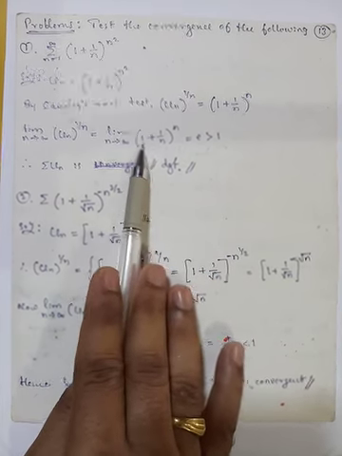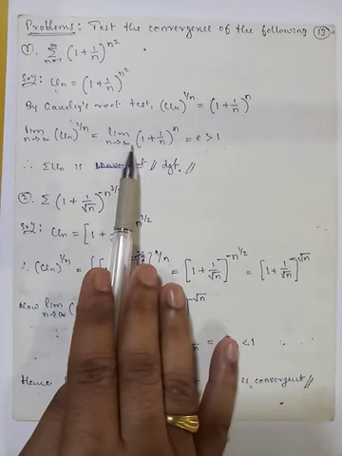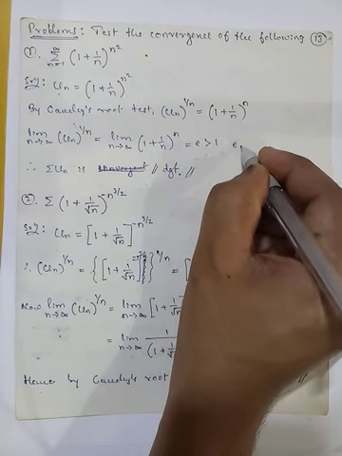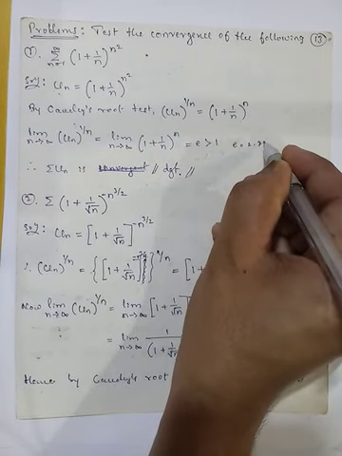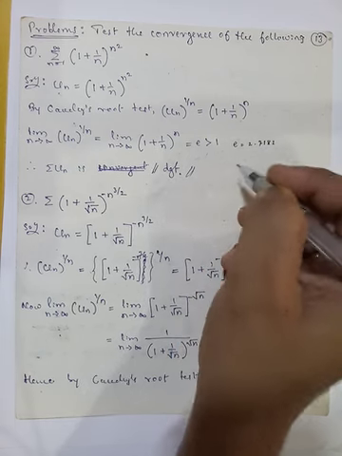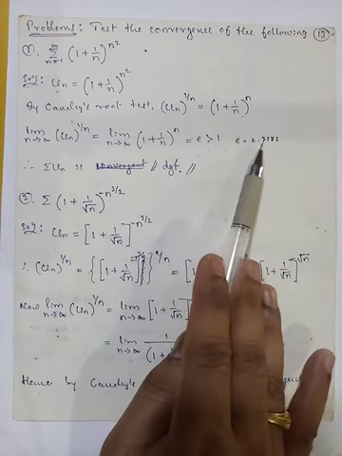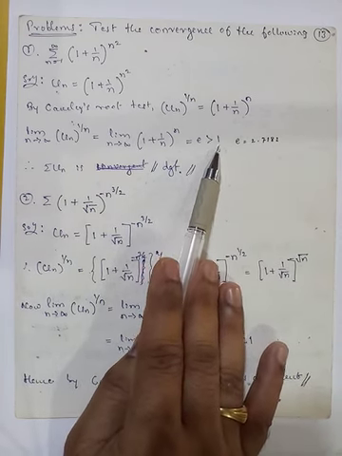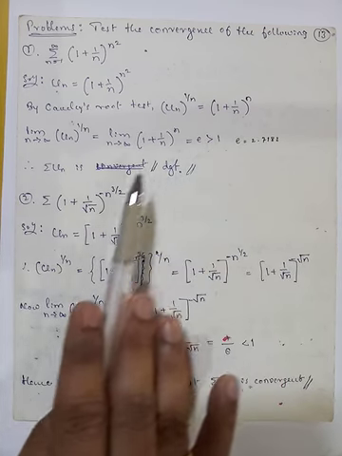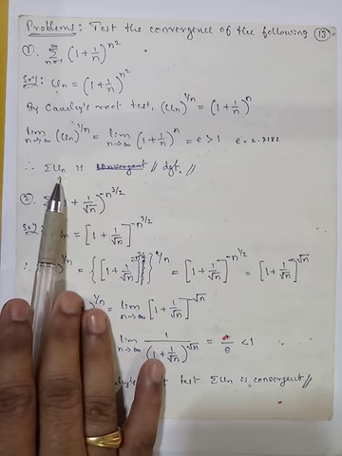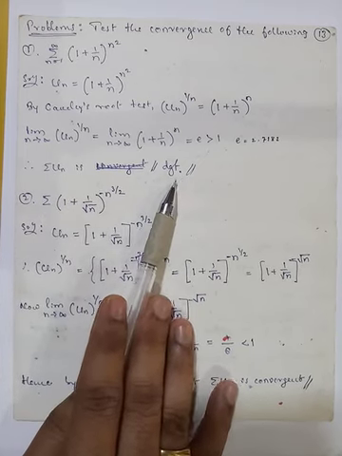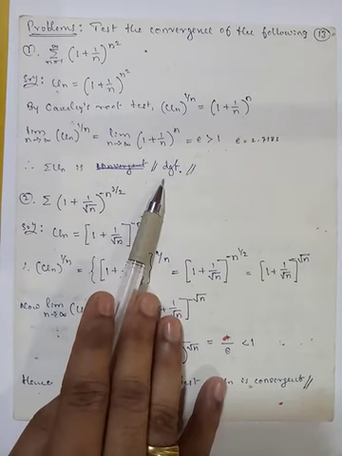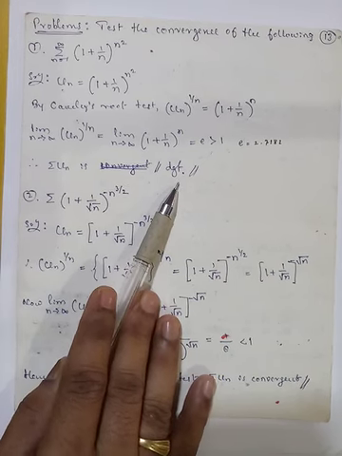We have the standard limit: (1 plus 1 by n) to the power n as n tends to infinity has the value e, and we know that the value of e is 2.718 something. So the value of e is 2.7, which must be greater than 1, right? When e is greater than 1, by the Cauchy's root test, it is divergent. When the value of the limit is greater than 1, then it is divergent. Now this is one example.